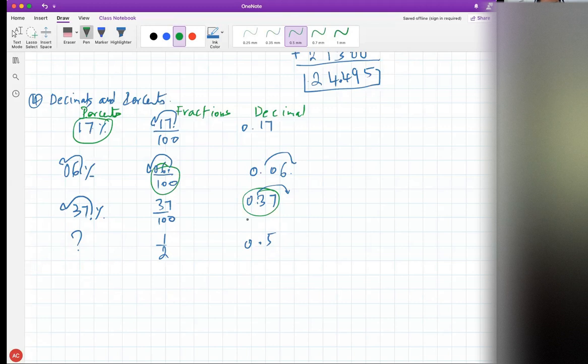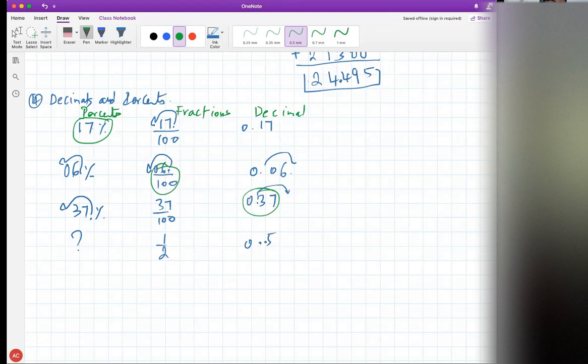0.50. If you want to put it in percent, which way do we move the decimal? To the right. It will be 50%. We need to move it to the right twice.